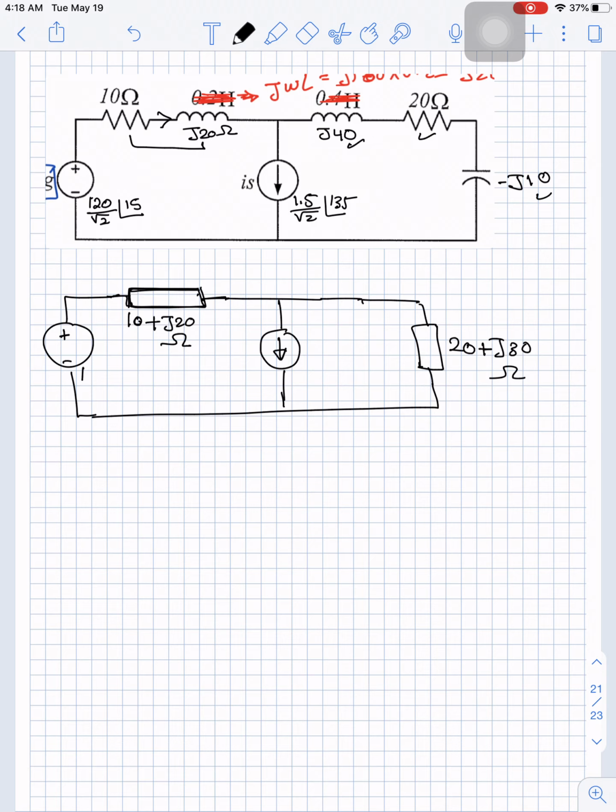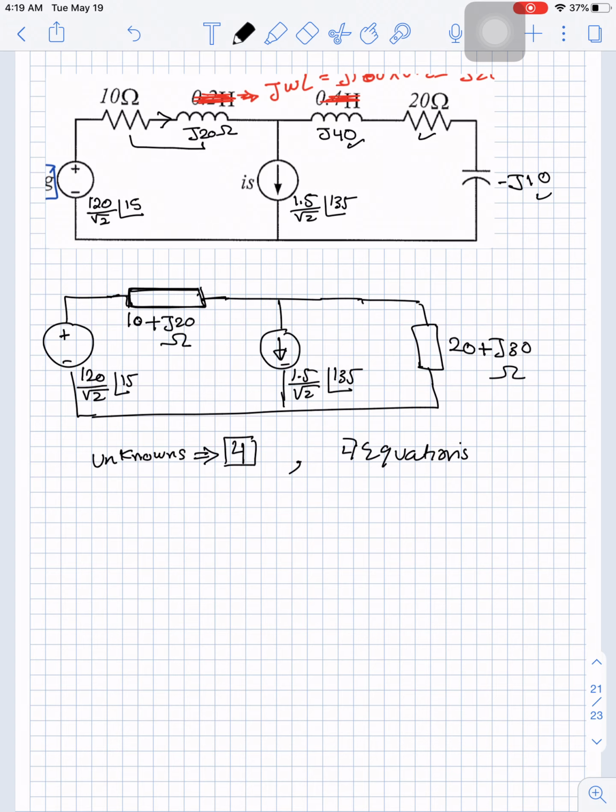So the value of this source is 120 divided by root 2 angle 15. The value of this source is 1.5 over root 2 angle 135. Now we will deal with this circuit as we dealt with a DC circuit. So how many elements we have? We have 1, 2, 3, 4 elements. So how many unknowns? The number of unknowns is 4. We have 4 unknowns. So how many equations we need? We need 4 equations.